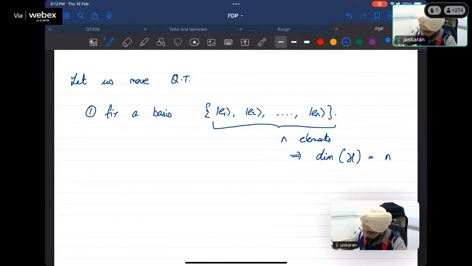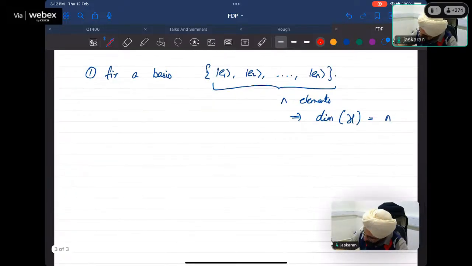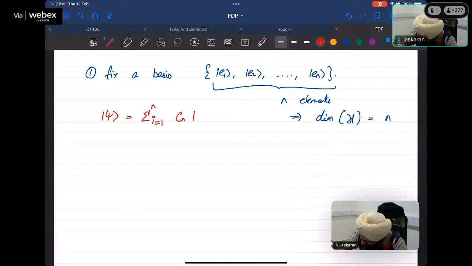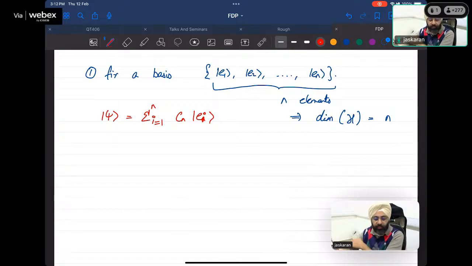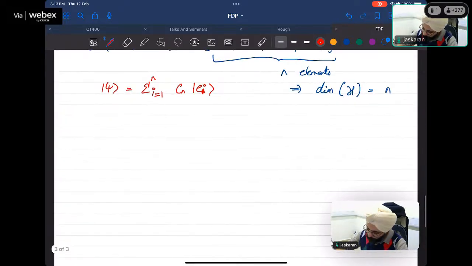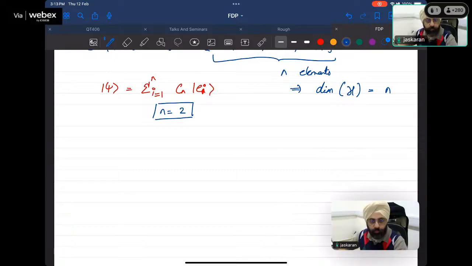So I have fixed the basis. Let's say I have some quantum state, ket psi. What I will do is write this state in terms of this particular basis. It is nothing but a superposition of these basis elements. Right now we have just taken a quantum state and written it in terms of the basis elements as a superposition. Let us for the moment only focus on n equal to 2. Then we will generalize to arbitrary n.